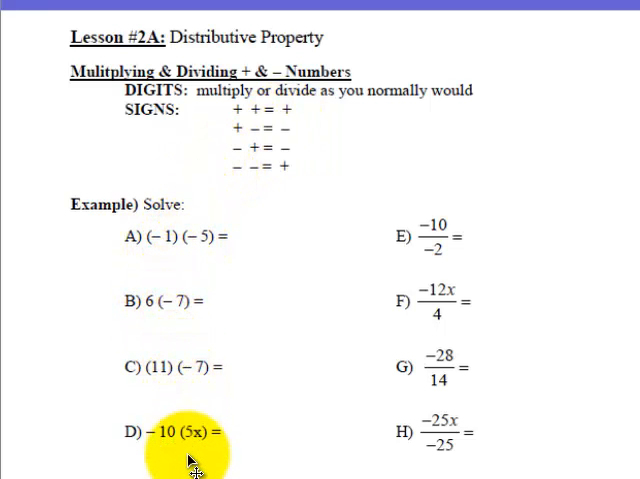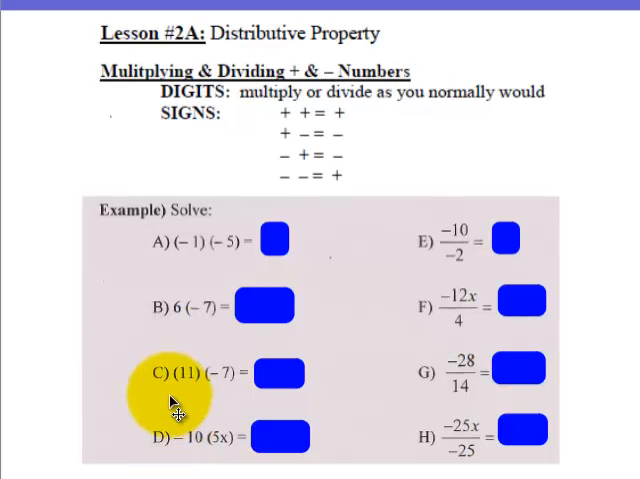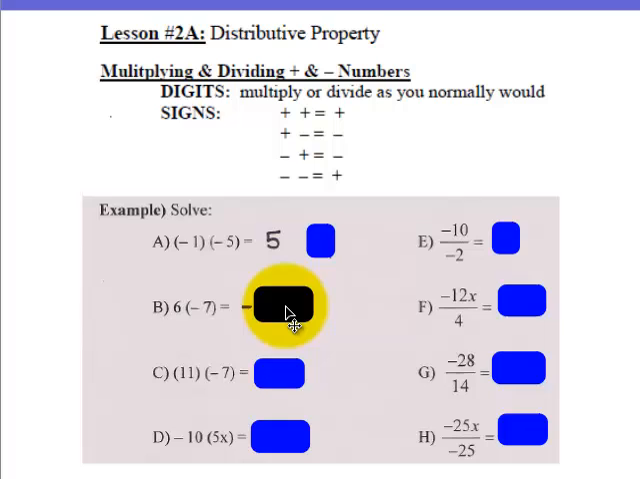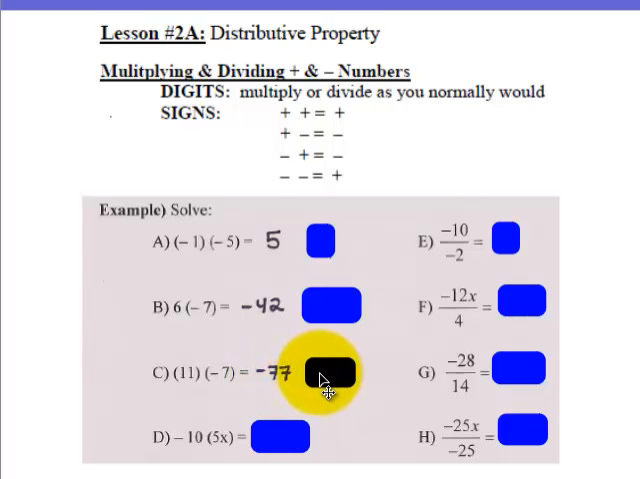Here I have multiplications. So negative 1 times negative 5. 1 times 5 is 5, and a negative times a negative is positive 5. If I have positive 6 times negative 7, a positive times a negative is a negative, and 6 times 7 is 42. Okay, 11 times negative 7, 11 times 7 is 77, and a positive times a negative is negative 77.